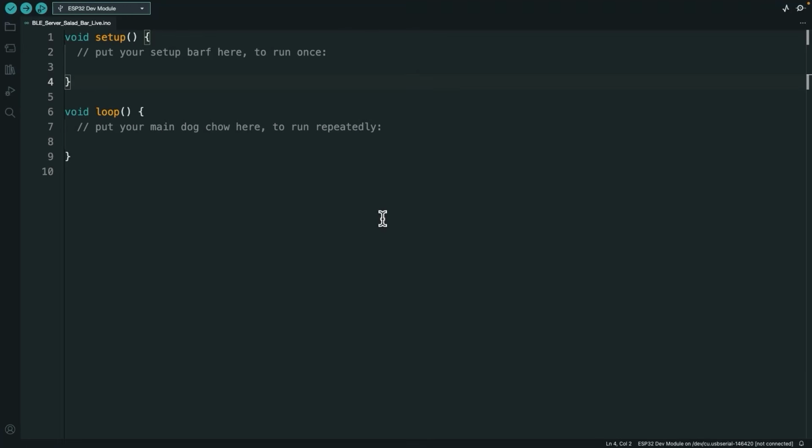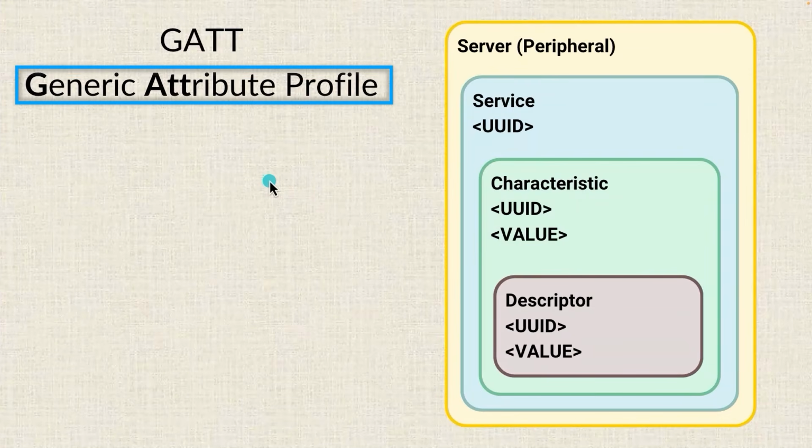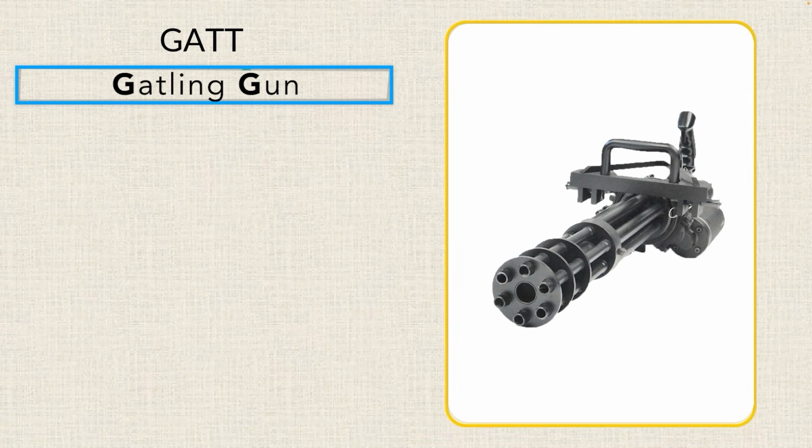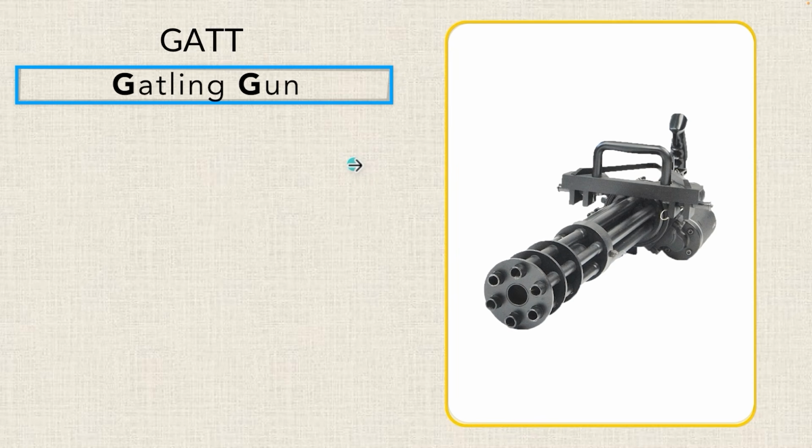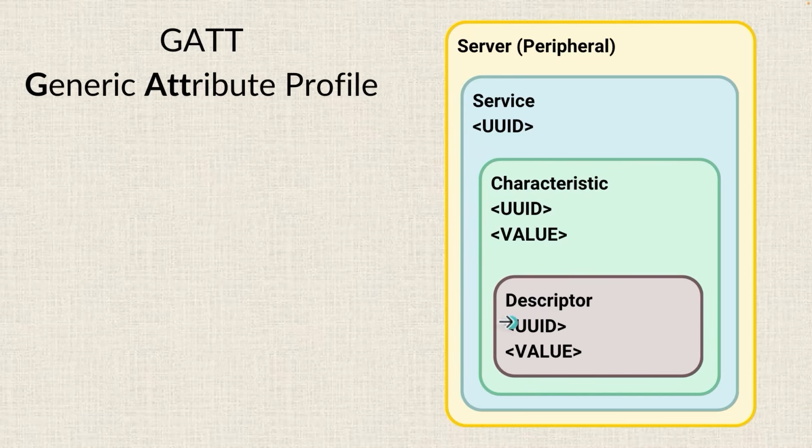Okay, so before we dive into the code, we need to talk about the GATT. It's the Generic Attribute Profile. I just think of a Gatling gun, because when I try to wrap my head around it, I feel like somebody just shot me with a Gatling gun. So what is this whole deal exactly? Well, this is just a way for us to think about the different layers of the BLE protocol. Notice that these are all nested.